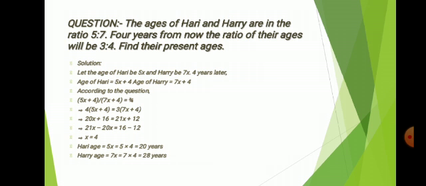Now the variable value comes, but Hari's age will be 5x. So we will find the value of 5x, that is 5 into 4, that is 20 years. It means the present age of Hari will be 20 years and the present age of Harry will be 7x, that is 7 4s are 28 years.